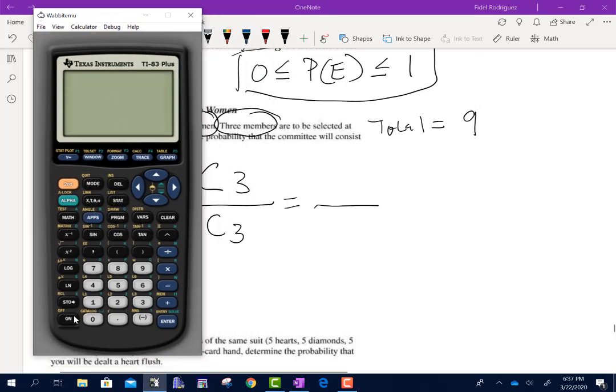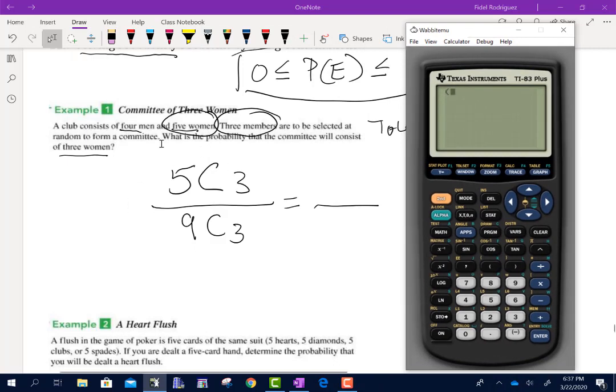Okay, so first thing I'm going to do, let me turn it on, clear that out. Okay, so I'm going to try typing it in exactly as I see it here. So I'm going to go 5, math, combination, 3, okay, close my parenthesis, divided by parenthesis again, 9, math, combination, 3, close that up, okay, hit enter.